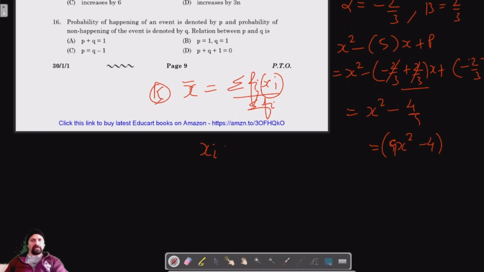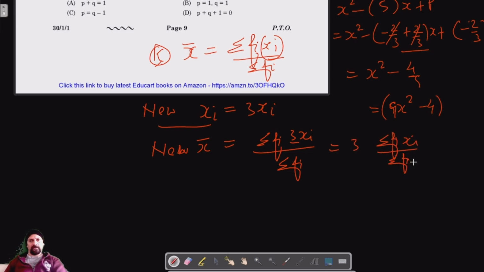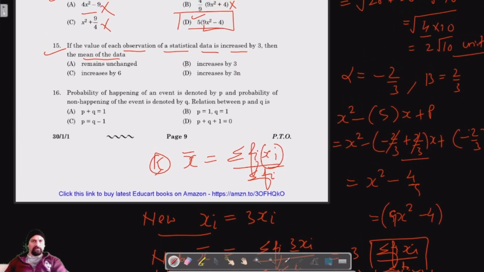So the new observation is now 3 times the old observation. This is the new observation. So new mean would be sigma fi, and observation is 3 times old observation, by sigma fi. So 3 is constant, it's out. So this is 3 sigma fi by fi, and this is mean. So new mean is 3 times the old mean. So it increases by 3 is the correct option.